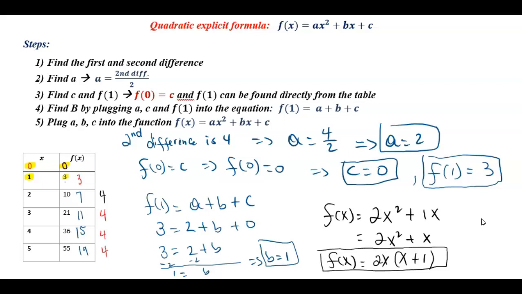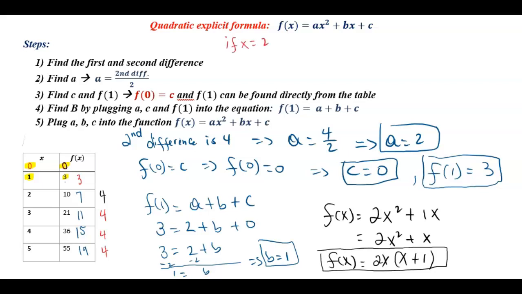Okay, so if you want to check your answer, we can pick a few points, maybe 2 points, to make sure we got the right output. So let's see, we're gonna choose 2 and 5. So if x is 2, let's see what we get.